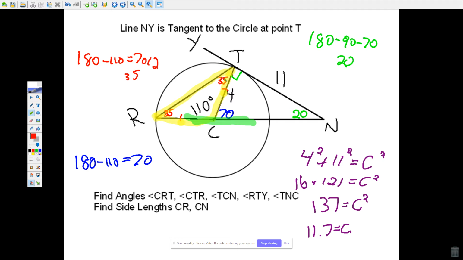And now that we have a 90-degree angle, we can use that right triangle right here with the Pythagorean theorem to figure out what the hypotenuse is, and it is 11.7. That's the end of today's review.